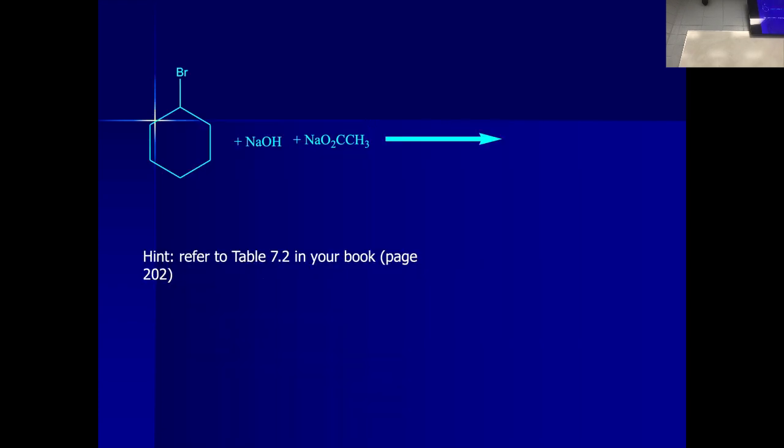So, with that in play, I want you all to get together and figure out what's going on here. What's going to be the major product and what's going to be the minor product? This is called a competition experiment. What does competition mean?